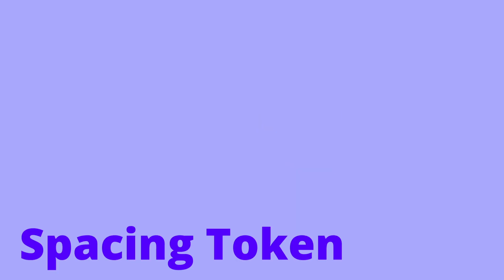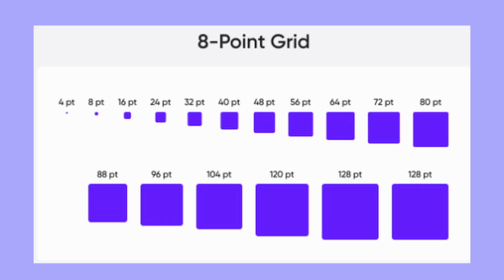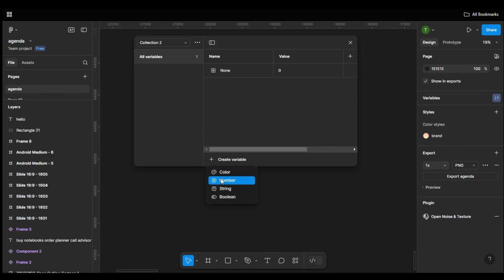Now let's create spacing and radius variables. Spacing tokens can follow a consistent multiplier system like an 8-point grid, making spacing values predictable. For example, create variables like spacing none, 0, spacing small, 8, spacing medium, 16, and so on.